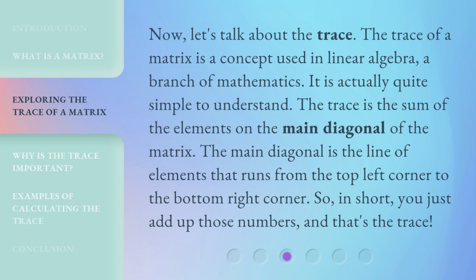Now, let's talk about the trace. The trace of a matrix is a concept used in linear algebra, a branch of mathematics. It is actually quite simple to understand. The trace is the sum of the elements on the main diagonal of the matrix. The main diagonal is the line of elements that runs from the top left corner to the bottom right corner. So, in short, you just add up those numbers, and that's the trace.